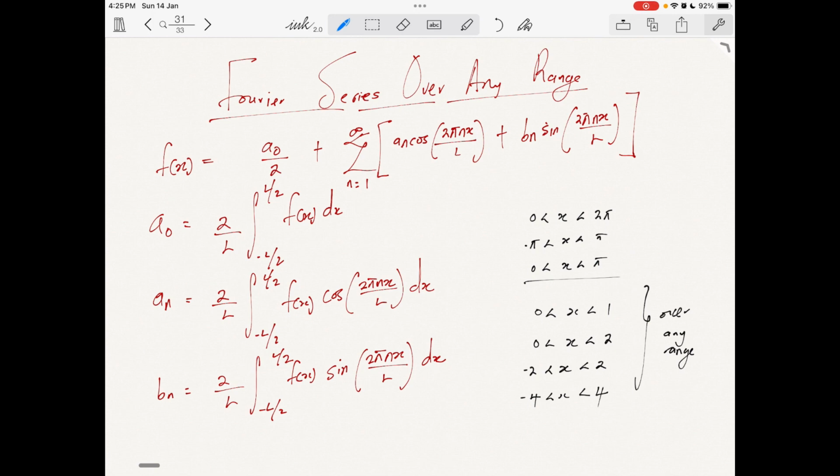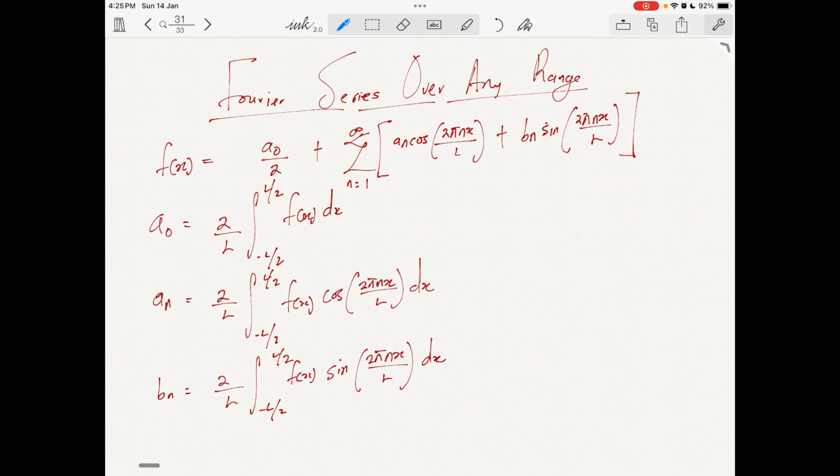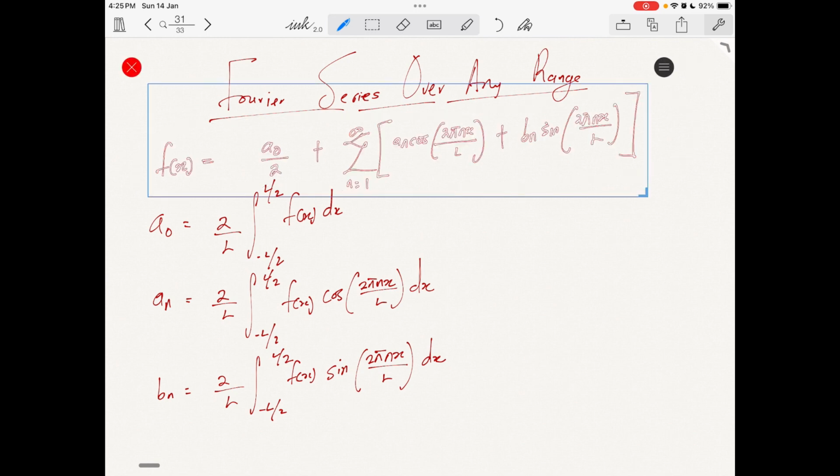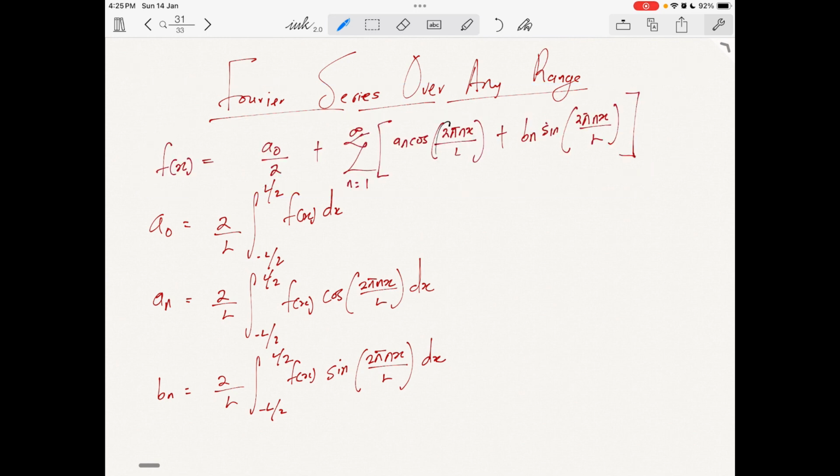Okay, so with respect to that, these are the formulas we'll be using. We can see that the f of x itself changed. It contained some different things in between, that's 2 pi nx over L. We are familiar with 2 pi, with n, with x. What we are not familiar with is L.